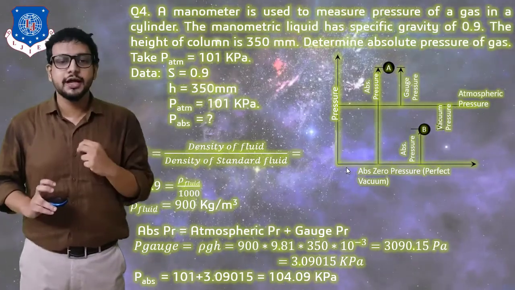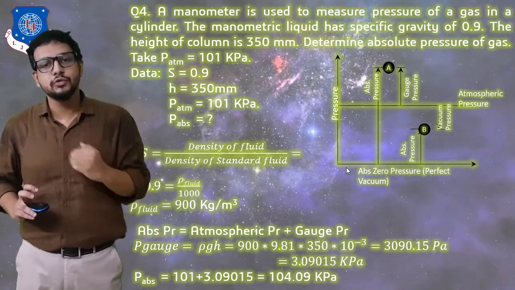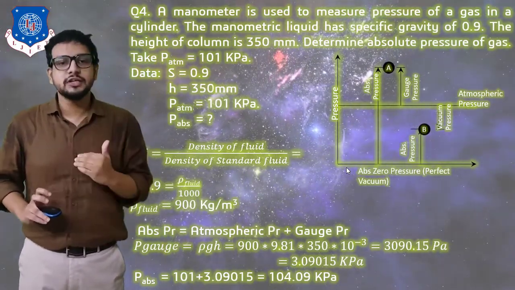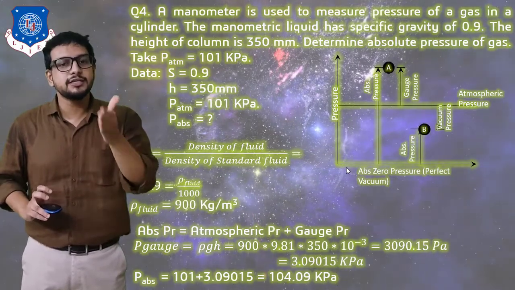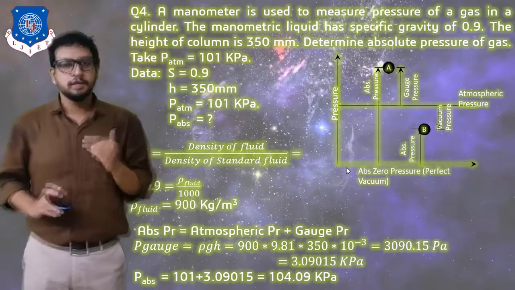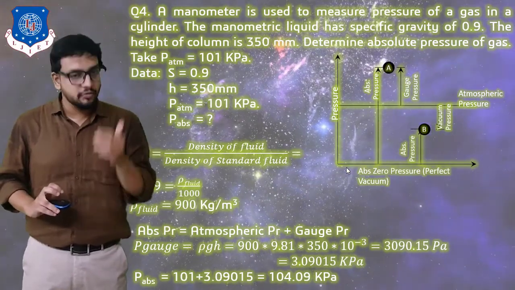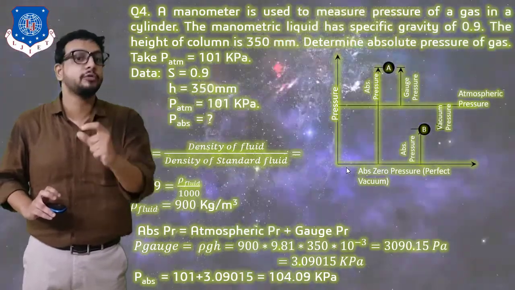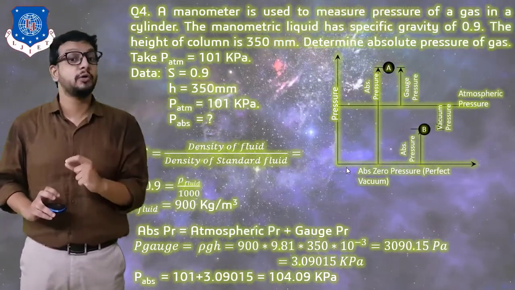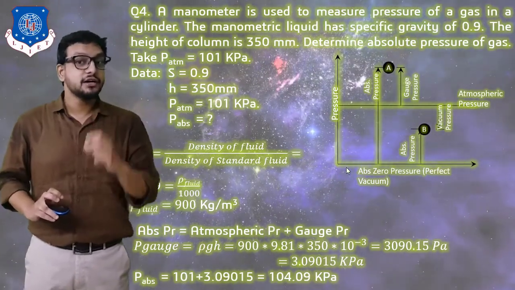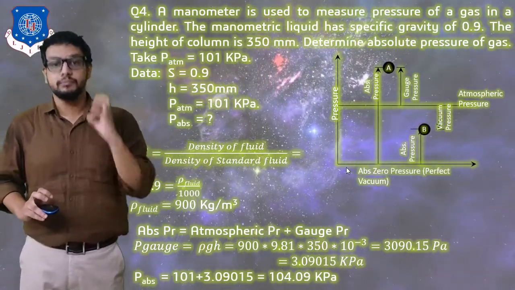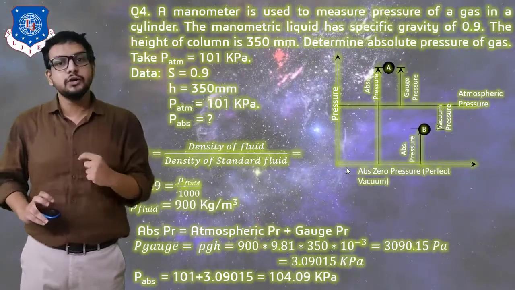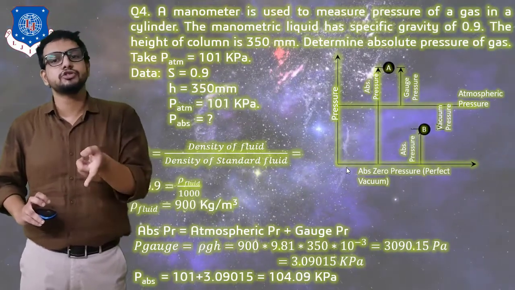As you can see on your screen, 0.9 is equal to the density of the fluid upon the standard fluid, that is water. The density of water is 1000 kg per meter cube, so our density of fluid is 900 kg per meter cube. Now using this density, P is equal to rho g h. Rho is 900, which we have found, g is gravitational acceleration 9.81, and h is the height of the liquid in the manometer column, given as 350 mm. Converting it into meters, I have written 350 into 10 raised to minus 3.